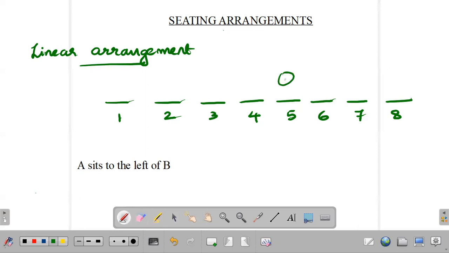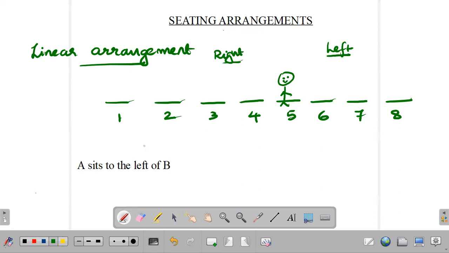Imagine if B is sitting facing you like this. Then I very well know that this is going to be the left side of B and this is going to be the right side of B. Don't you agree with me?